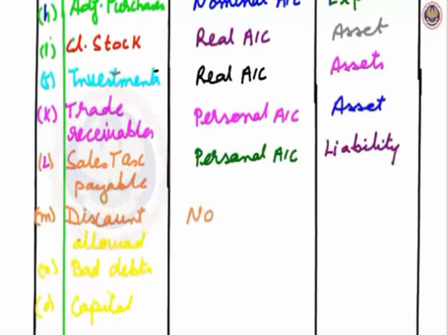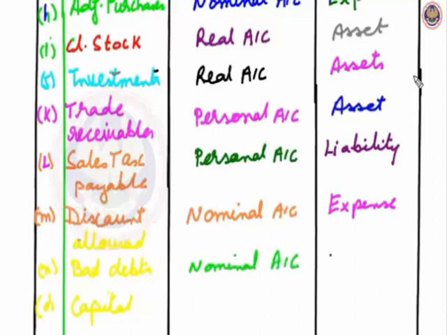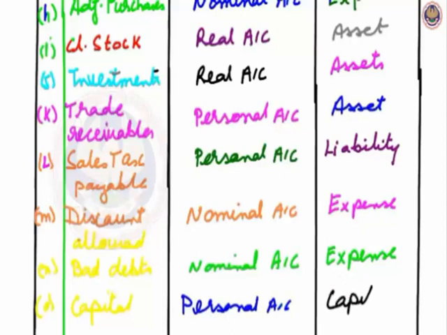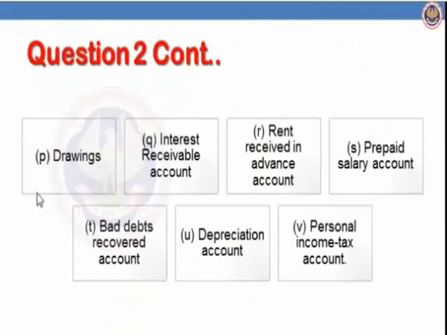Discount allowed. As per the traditional approach, it is a nominal account. As per the modern approach, it is an expense. Bad debt is a loss for the business. As per the traditional approach, it is included in nominal account. As per the modern approach, it is an expense. Capital. As per the traditional approach, it is a personal account. And as per the modern approach, we have a separate head, that is capital itself.